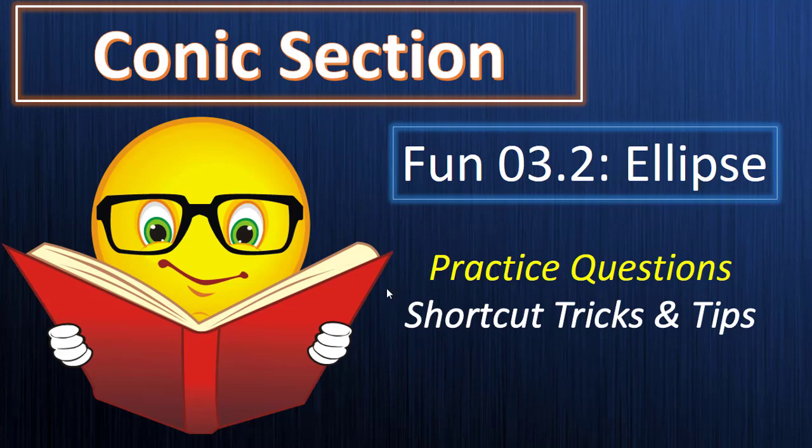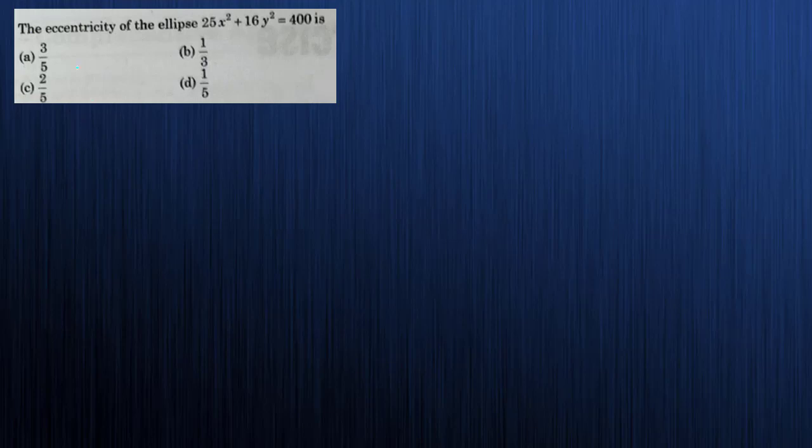So let's get started. The first question is: the eccentricity of the ellipse 25x square plus 16y square equals 400 is. The very first step, always remember, is that if the equation is not in standard form, first make it in standard form. What is the standard form of an equation of an ellipse? It is x square by a square plus y square by b square equals 1. So it is a standard ellipse.